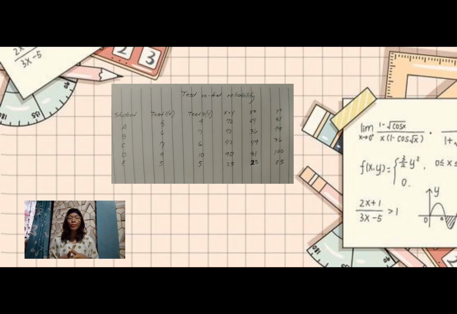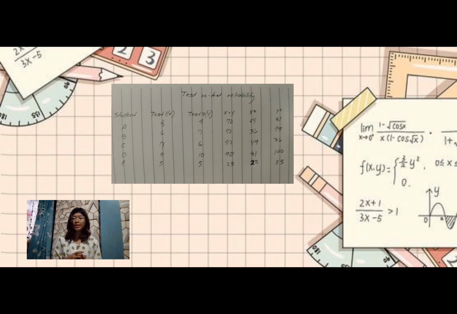And then how will we get the test 2? The y squared is solved the same way as the x squared. Say for example, 9 times 9 equals 81, and so on. And now let us proceed to the second step.